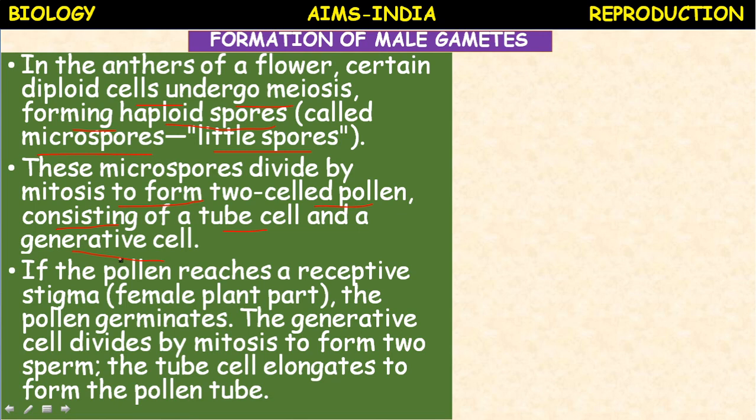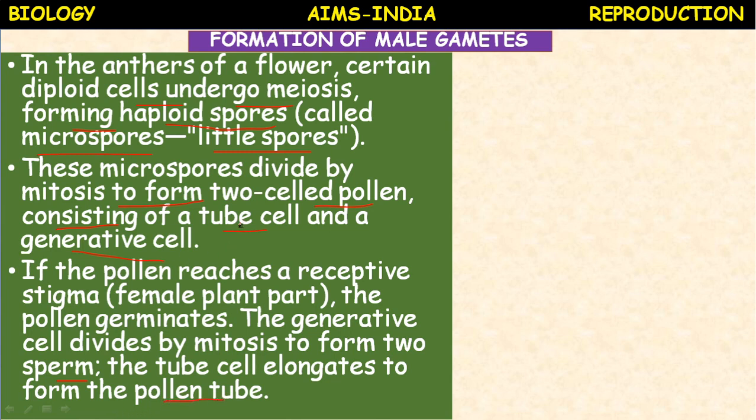Next, the generative cell is small and spindle shaped with a dense cytoplasm and a nucleus. If this is a pollen grain structure, and the pollen reaches a receptive stigma, the female part of the flower, the pollen germinates and the generative cell, which is smaller in size, divides by mitosis to form two sperms. The tube cell elongates to form the pollen tube.